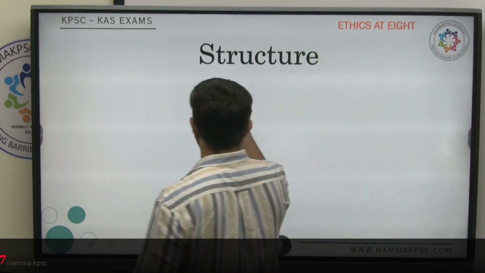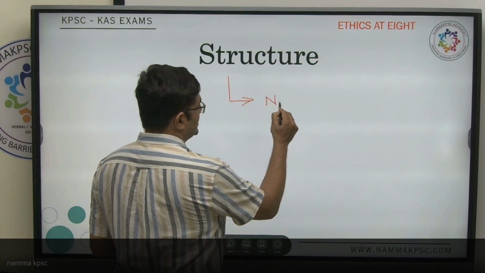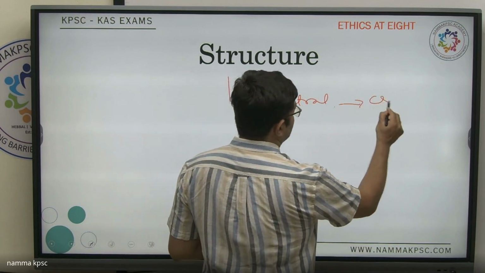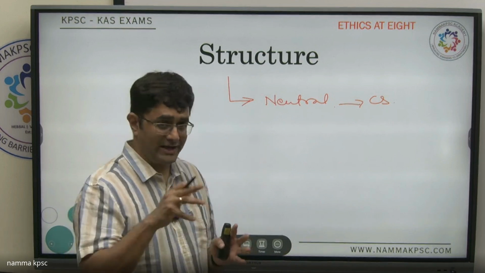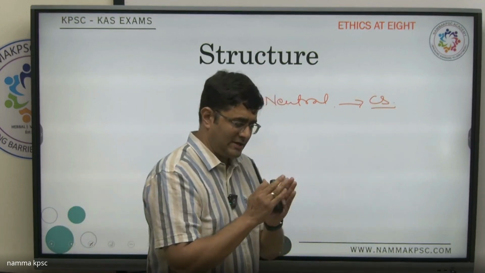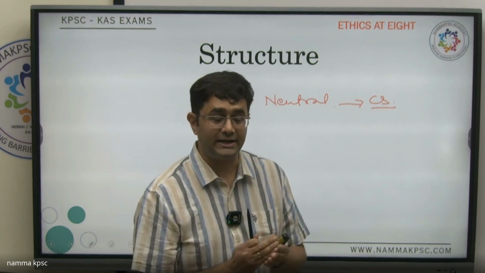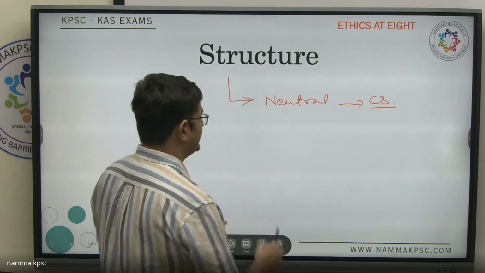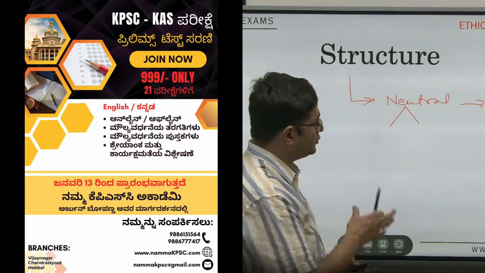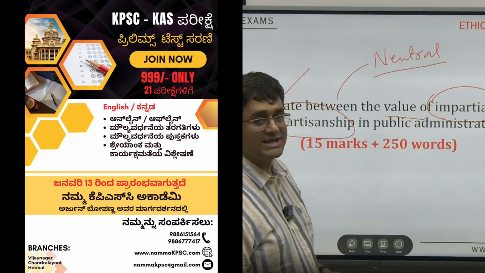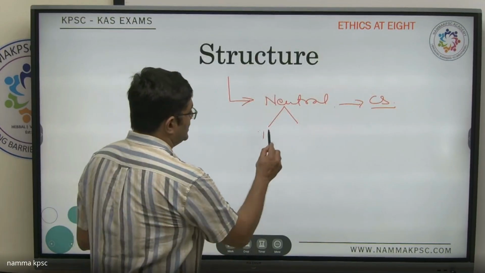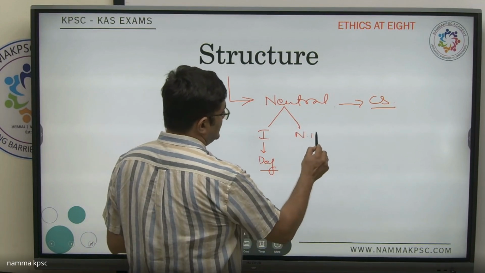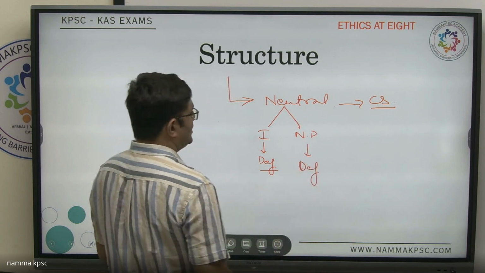Let's see the structure. Very simple. Both these values are essential to achieve neutrality as a principle for a civil servant. So you define what is neutrality and why it is important for a civil servant. Very briefly, it helps us to achieve honesty, integrity, and to be more efficient in taking decisions. Two values are very important to be neutral, as in the question: impartial and non-partisan. So write the definition of being impartial, and define what is non-partisan. Then bring out the difference.